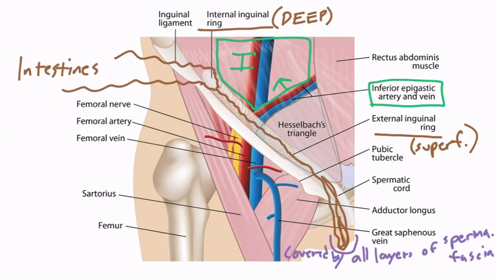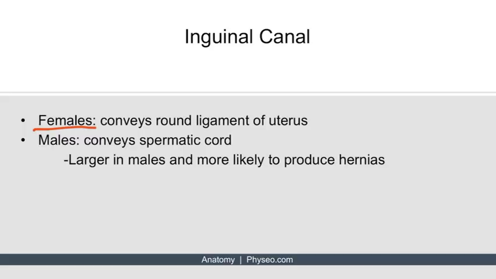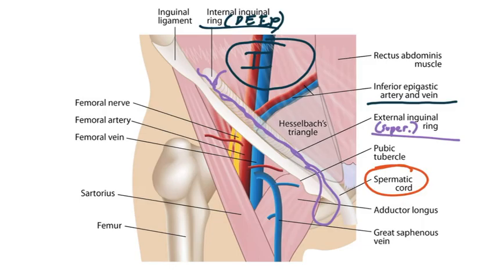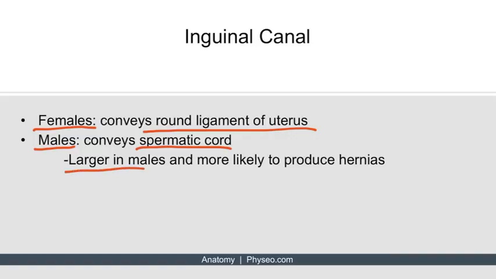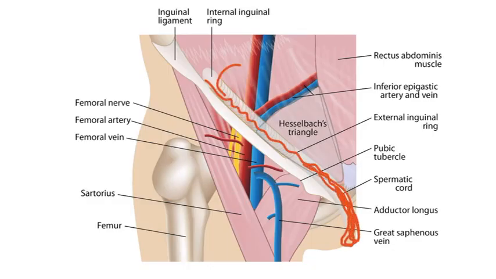To make sense of this concept, let's dive deeper into the inguinal canal. In females, the inguinal canal will convey the round ligament of the uterus. However, in males, it conveys the spermatic cord, which we actually showed with this image, the spermatic cord. And the inguinal canal is larger in males, which means it's more likely to produce hernias. So when the intestines push through here, the intestines will be covered by all the layers of the abdominal wall.